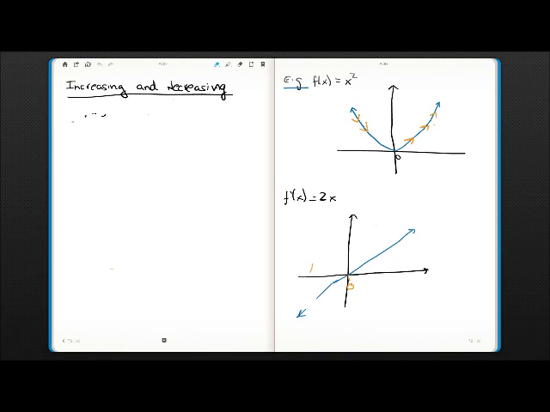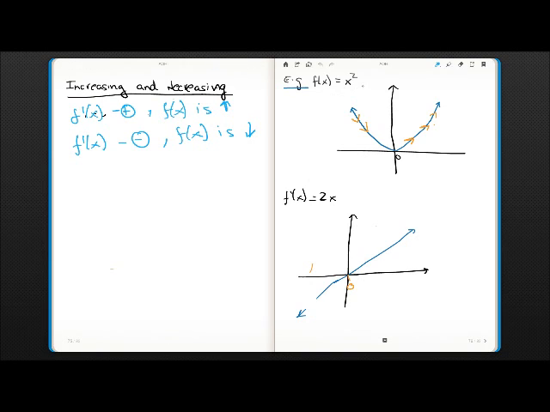So, intervals of increasing and decreasing. If you recall, the derivative is the rate of change of a function. Therefore, if the derivative f prime of x is positive, that means the function f of x is increasing. Whereas if the derivative is negative, the function is decreasing. And you can see that in a small example here.